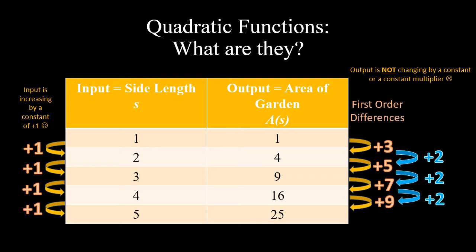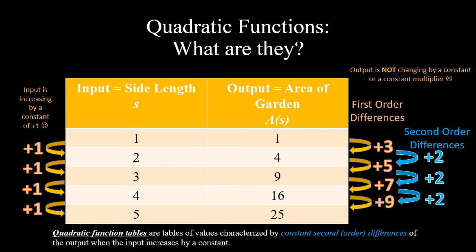So, in fact, we can find a pattern now. And we call those the second order differences. We may not have had a constant when we looked at our first order differences. But when we looked at our second order differences, we found this constant of 2.